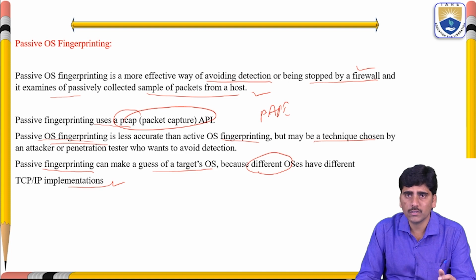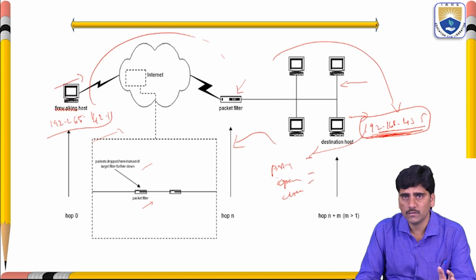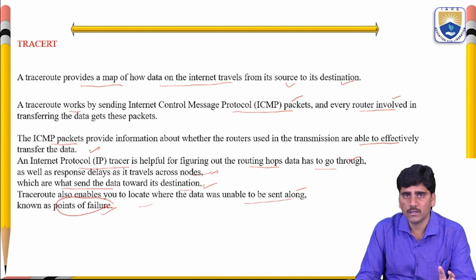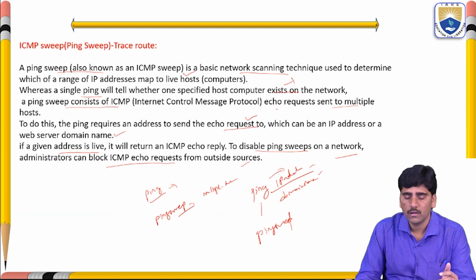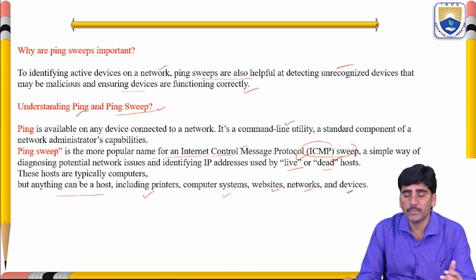Let me revise the topics we discussed in this session. First, the ICMP sweep. What is meant by ICMP sweep? It is a type of network scanning technique used to determine which range of IP addresses are live or not. Ping sweeps are important to identify all the hosts and detect unrecognized devices, whether malicious or not.